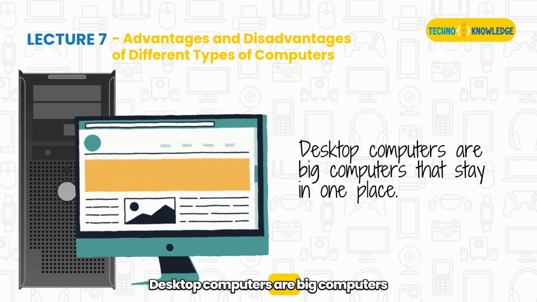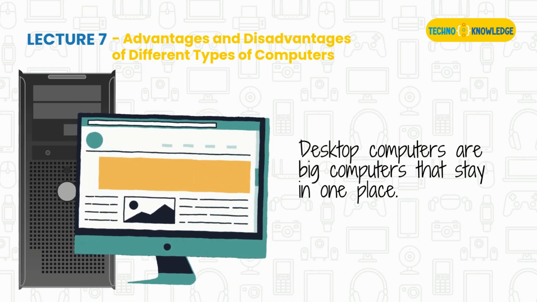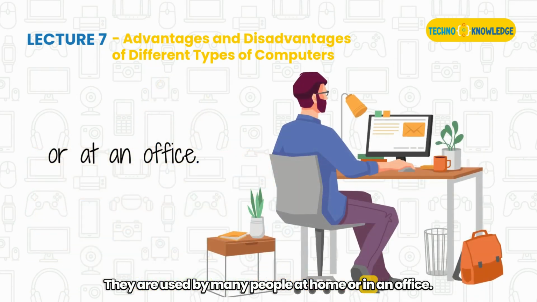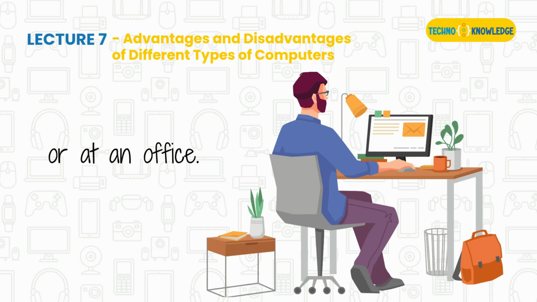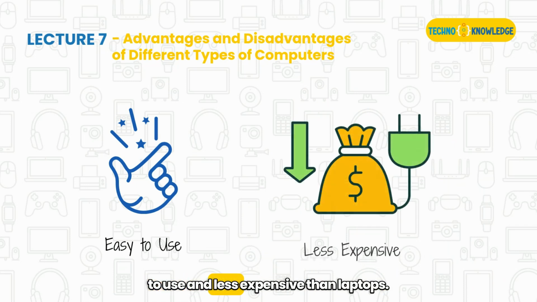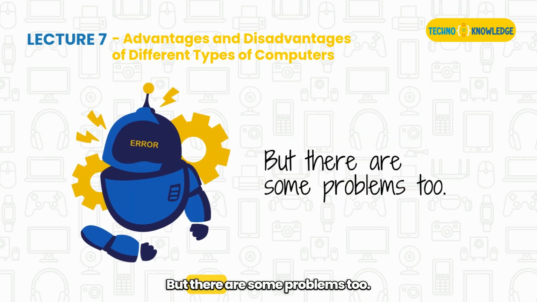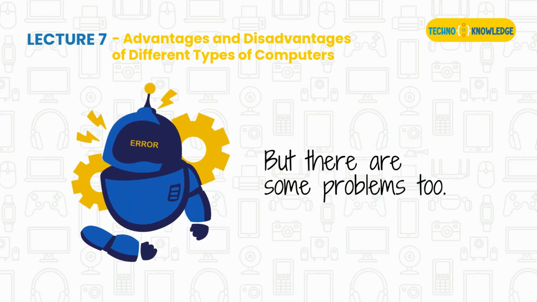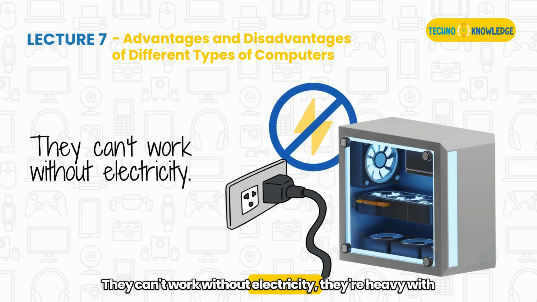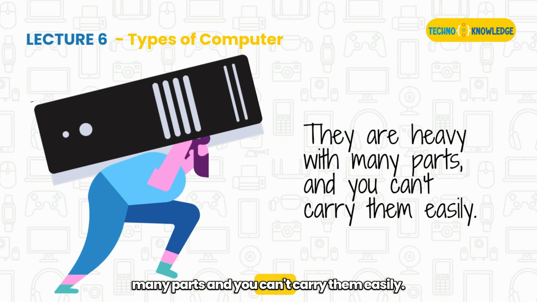Desktop computers are big computers that stay in one place. They are used by many people at home or in an office. The good thing is that they are easy to use and less expensive than laptops. But there are some problems too. They can't work without electricity. They are heavy with many parts and you can't carry them easily.